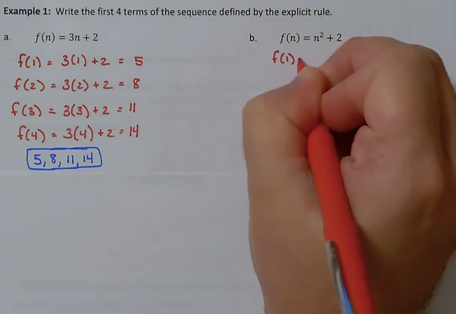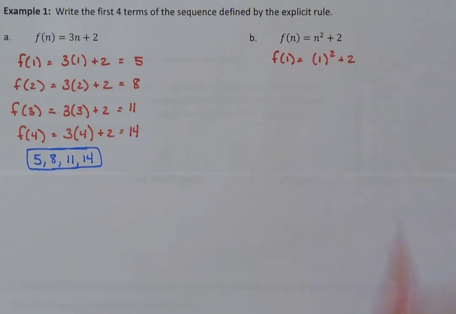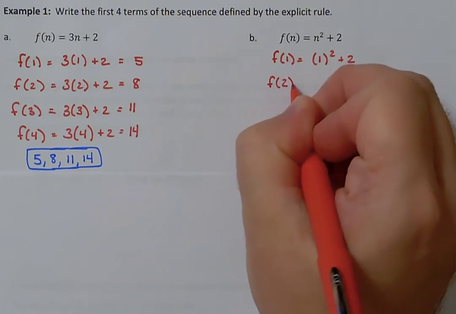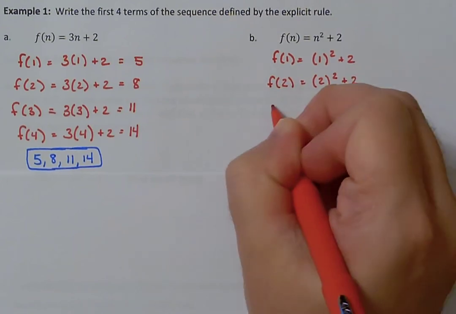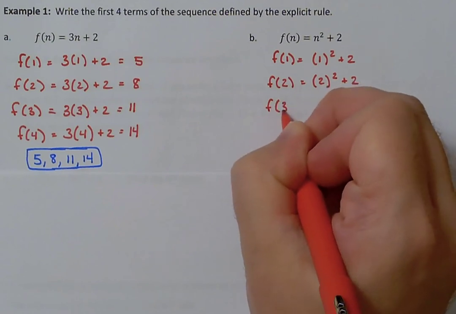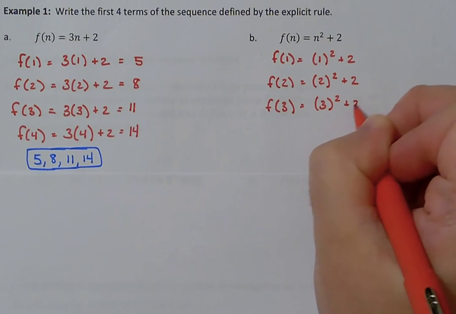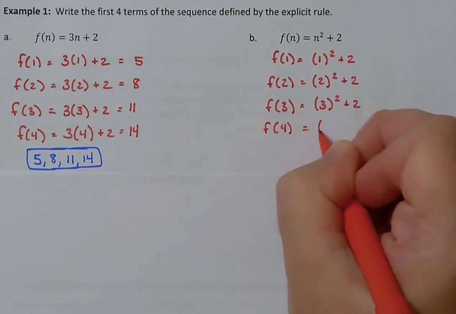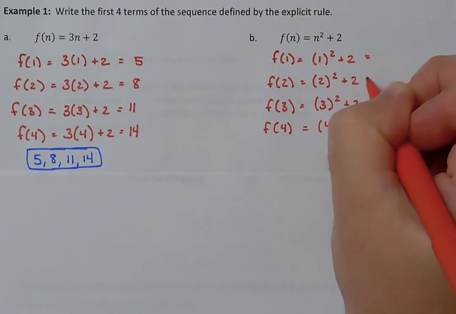So f of 1 is 1 to the power of 2 plus 2. And for this one, I'm going to write all of them out, and then we'll solve them. F of 2 is 2 to the power of 2 plus 2. F of 3 is 3 to the power of 2 plus 2. And then f of 4 is 4 to the power of 2 plus 2.